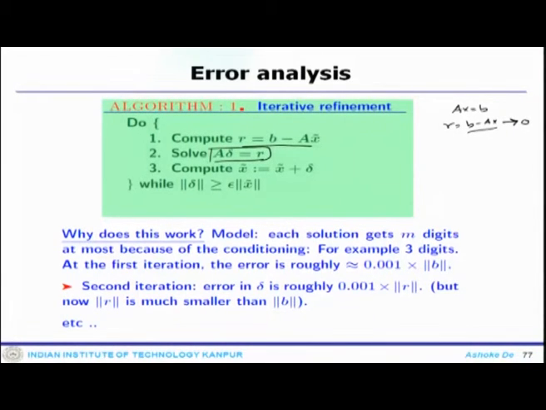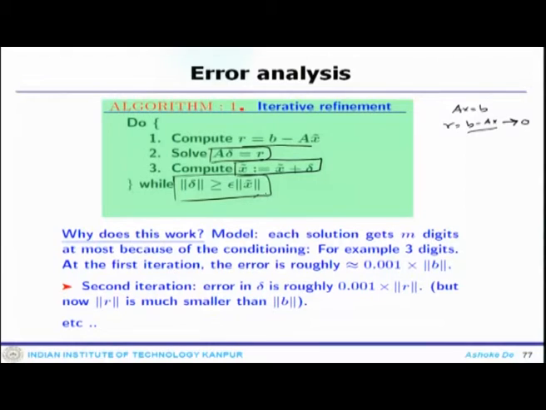Now, what you are solving here is the approximated solution A delta equals r. Once you get delta, you update your approximated solution by x tilde plus delta, while the norm of delta will remain within this bound, which is greater than or equal to epsilon and mod of x tilde.